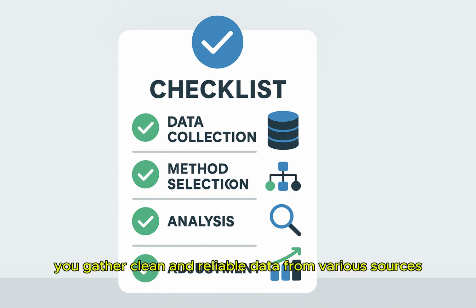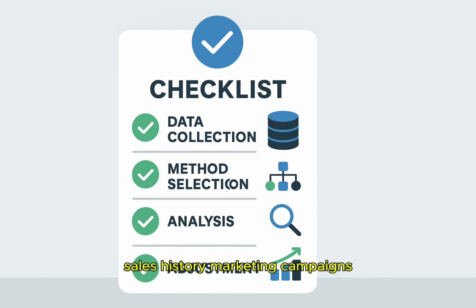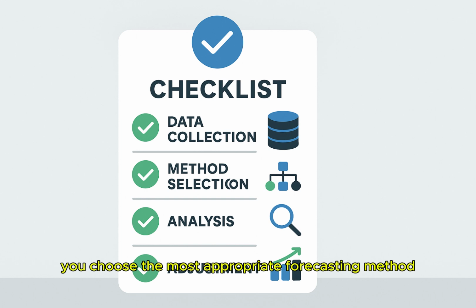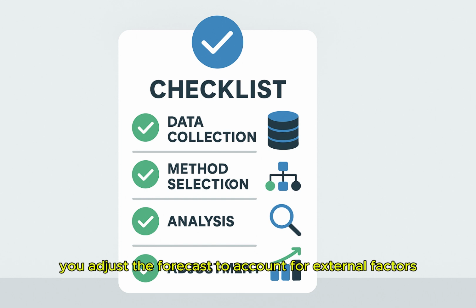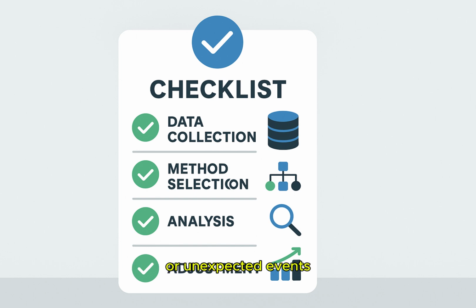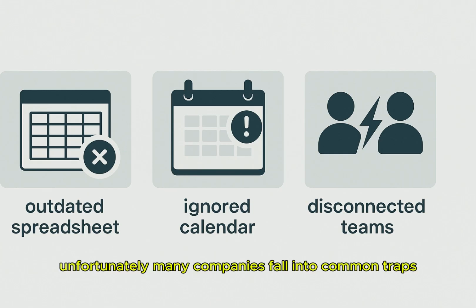The process of creating a forecast usually follows four main steps. First, you gather clean and reliable data from various sources: sales history, marketing campaigns, customer feedback, and market research. Second, you choose the most appropriate forecasting method based on the nature of your product and market conditions. Third, you run the forecast and analyze the results. Finally, you adjust the forecast to account for external factors, such as promotions, competitor activity, or unexpected events like weather disruptions or economic shifts.